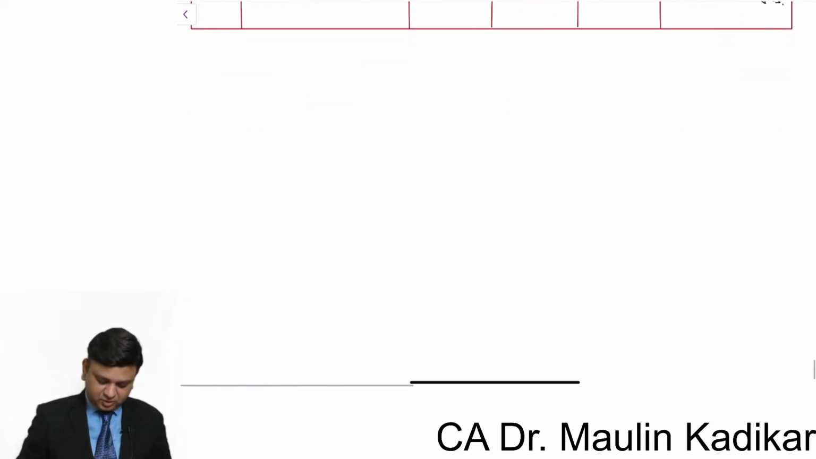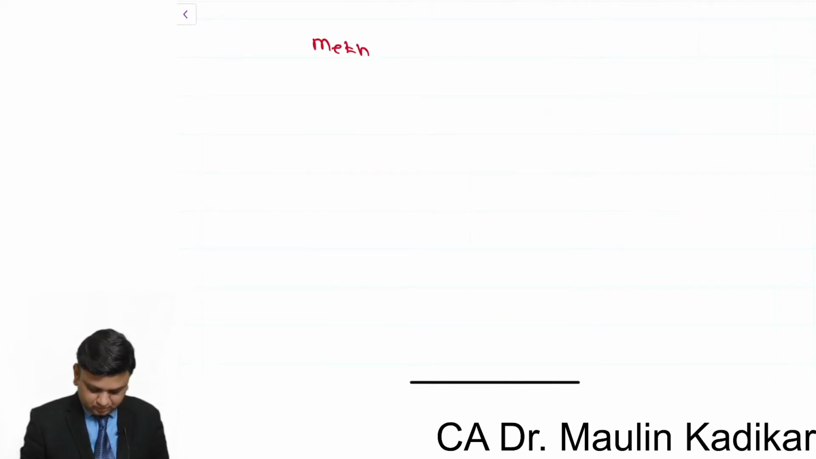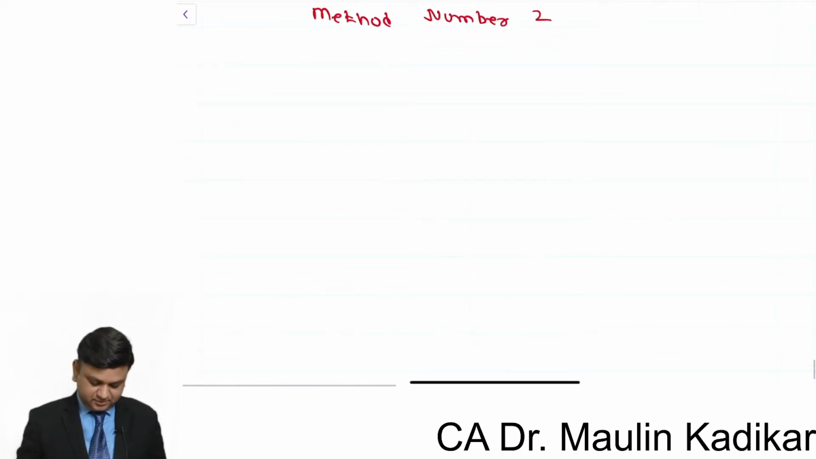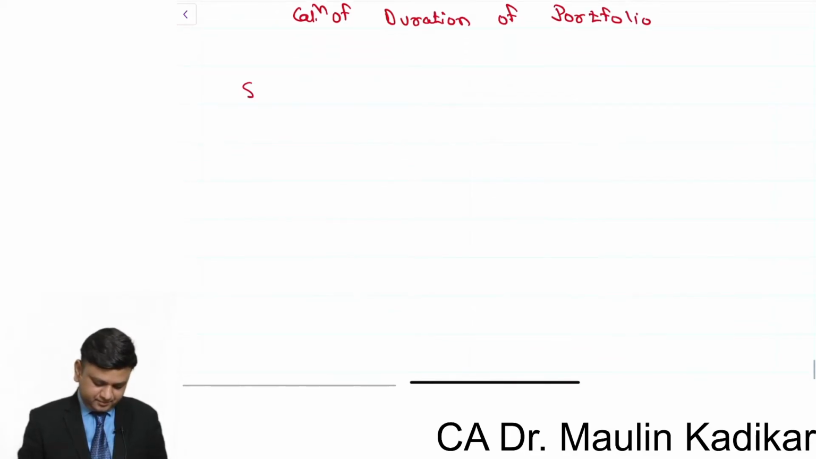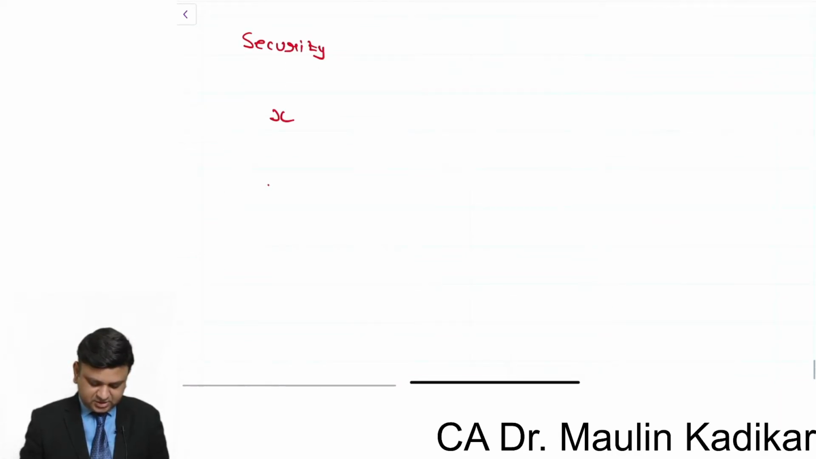Next, method number 2, write down. Let us see how method number 2 works. Method number 2 will work like this. Calculation of duration of portfolio. In that, security X and security Y.